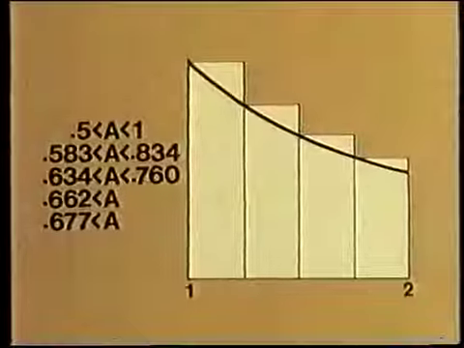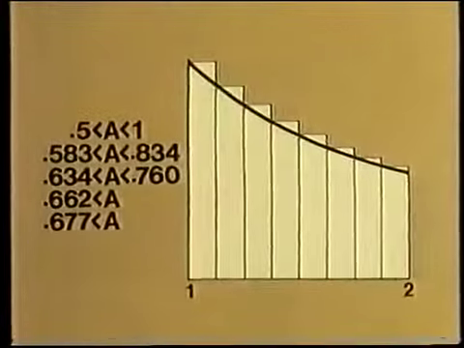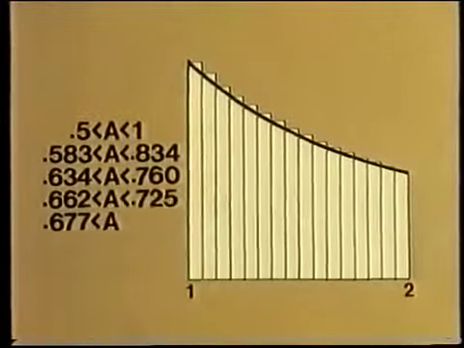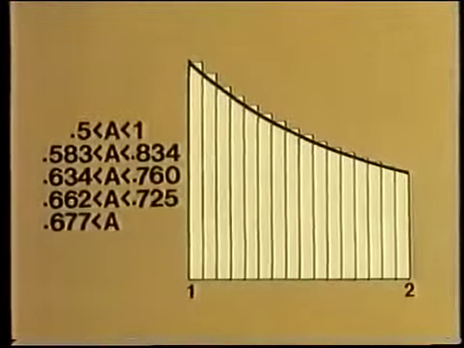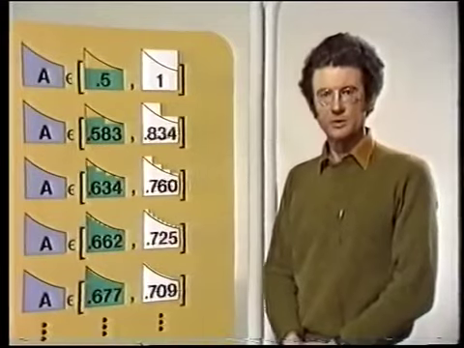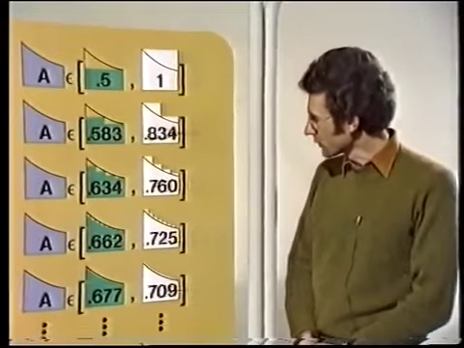And our overestimate will decrease each time. So we get a sequence of intervals. The left-hand endpoints, that's these numbers, are getting bigger, and the right-hand endpoints are getting smaller. And so A is trapped inside smaller and smaller intervals. This is what we called a nest of intervals in the past. You see, each interval lies inside the previous one.